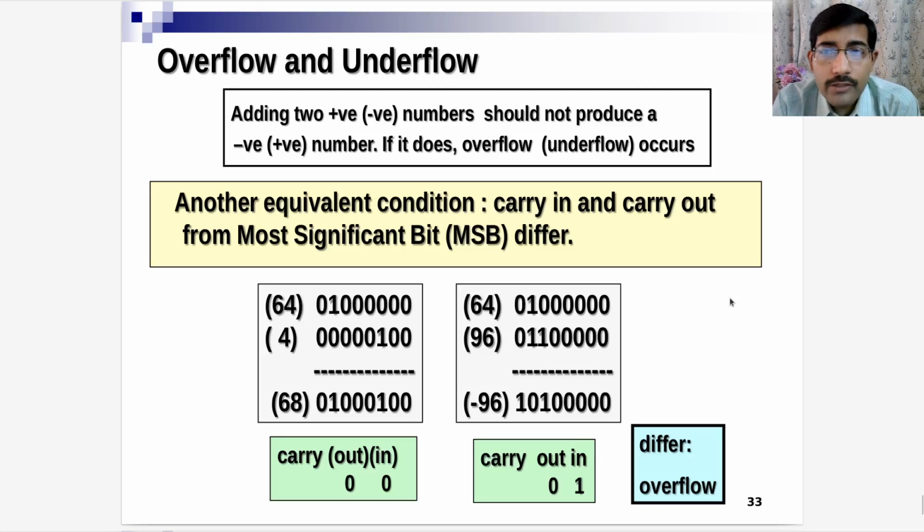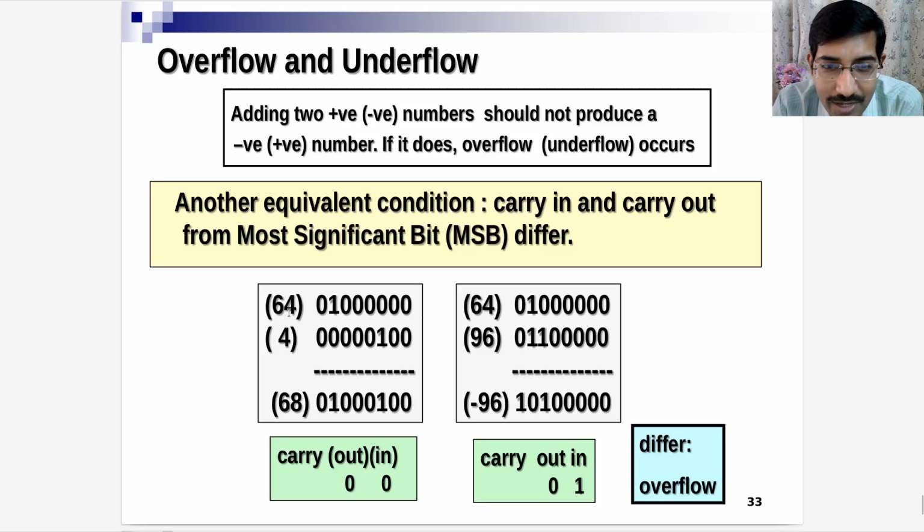Another equivalent condition is that your carry in and carry out from the most significant bit differ. This is a very strong statement and needs to be proven. Let us see the first example, and I always leave the proof to you because you are smarter, you just cleared IIT JEE. So you can do an algebraic proof very easily.